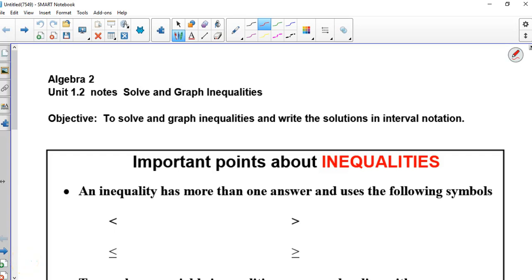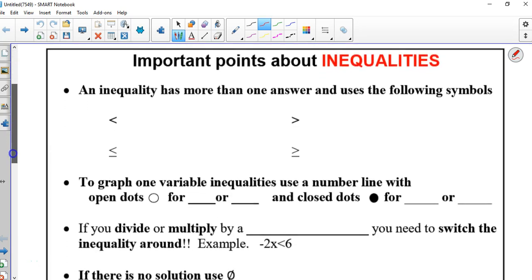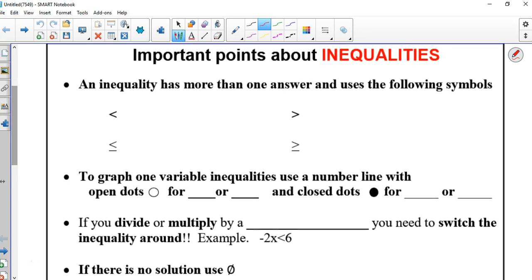Okay, 1.2. Solving and graphing inequalities, and we're also going to write them in interval notation. So, inequalities. An inequality has more than one answer and uses the following symbols. Now, most people refer to this one as the less than symbol. That is because in English we read left to right. So we say 2 is less than 5. But we could also read that the other direction and say 5 is greater than 2.